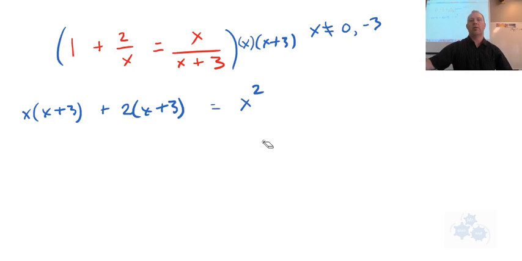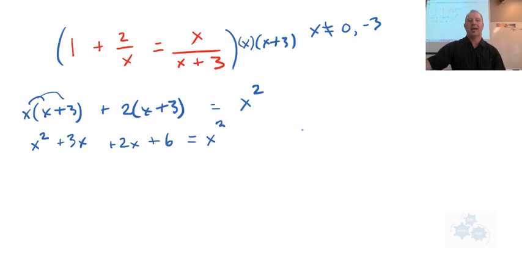So is everyone okay with that? Does that look right so far? Okay, it's a way you can get rid of our denominators. So let's do some expanding, some gathering like terms, and see what happens. So x squared, and then plus 3x, when you expand this out, plus 2x plus 6 equals x squared.